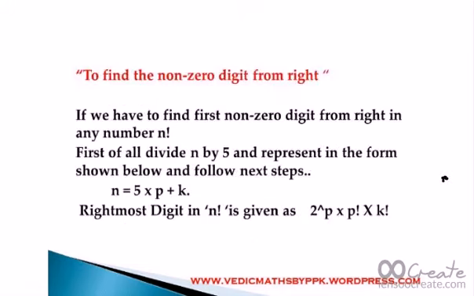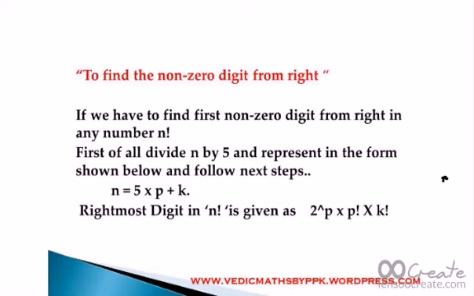Now let's look into another concept which is mainly asked in various competitive exams such as CAT, MAT, GMAT. It may be asked in any examination. It's better to understand it, learn it, and apply it. Consider finding the non-zero digit from the right. If the number is 5 factorial, that is 5 into 4 into 3 into 2 into 1, we get 120.